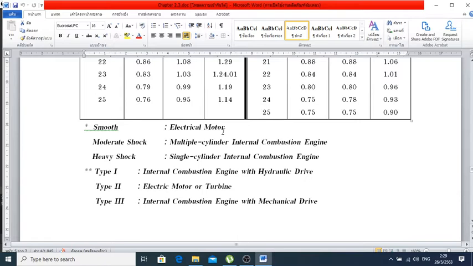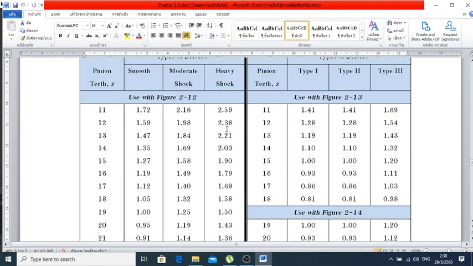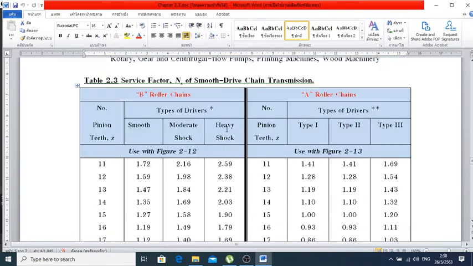And then for the moderate shock, it's going to be a multiple cylinder IC engine. The cylinders are going to balance each other. For instance, one cylinder is going up while the other cylinder is going down. It's going to be balanced almost all of the time. But for the shock load, we've got a single cylinder. It's going to go up and down only, so it causes a lot of vibration. So these are the service factors on the British system.